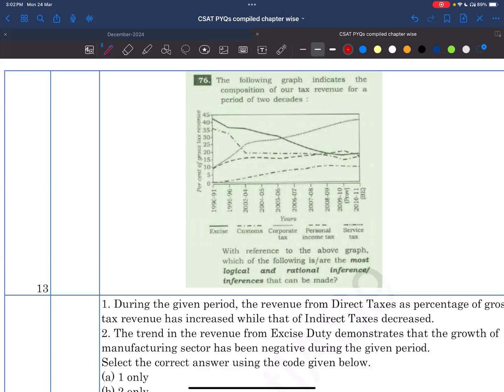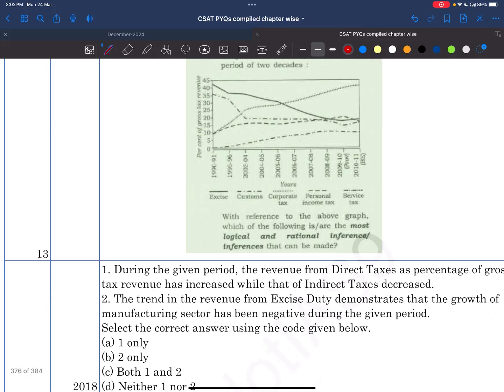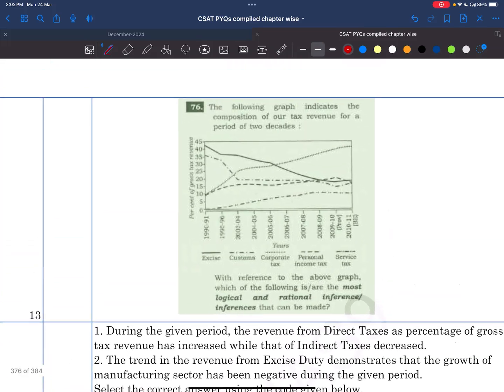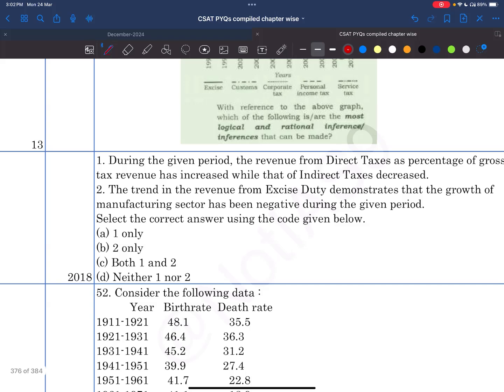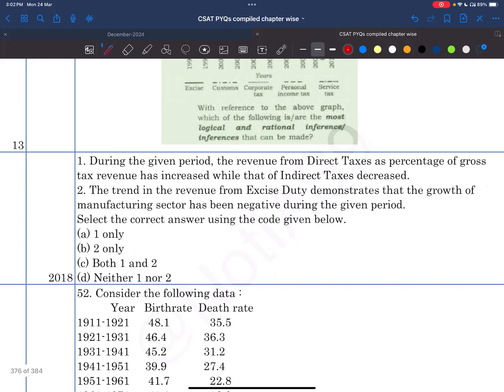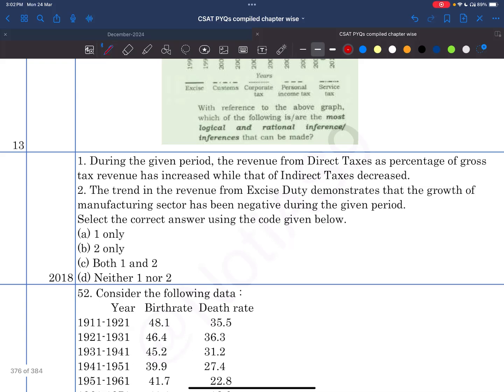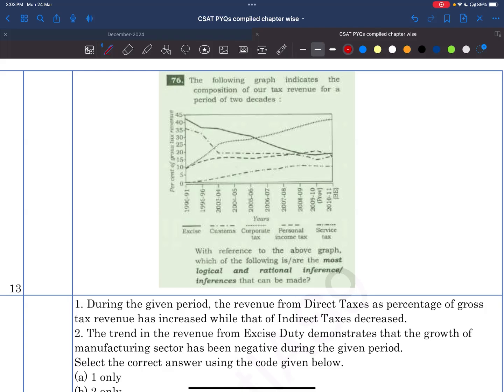The following graph indicates the composition of our tax revenues for a period of 2 decades. Okay. Now let's see the question. During the given period, the revenue from direct taxes as a percentage of gross tax revenue has increased, while that of indirect taxes decreased. What are direct taxes?